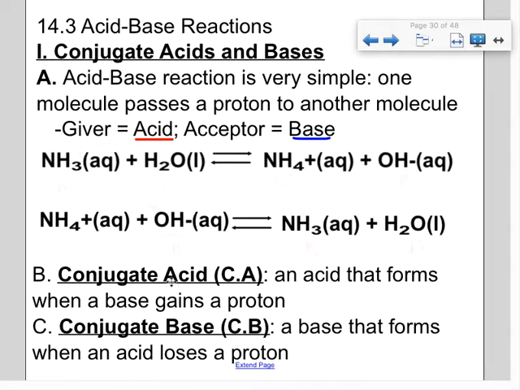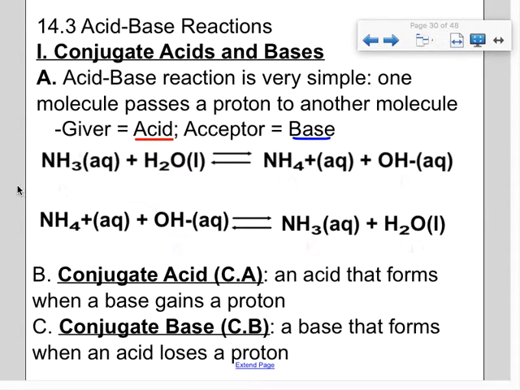to throw in some more terms here. The conjugate acid is an acid that forms when a base gains a proton, and the conjugate base is a base that forms when an acid loses a proton. So let's just take a look at this example here and figure out our acids and bases.